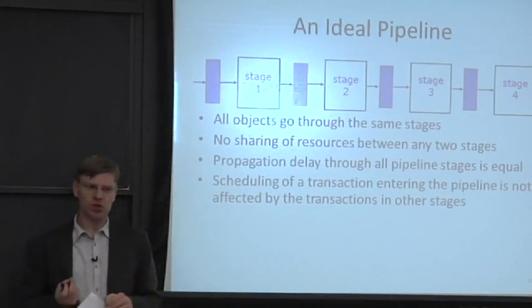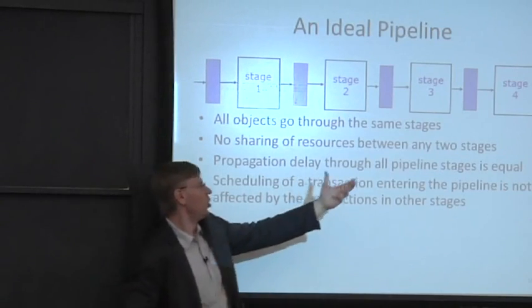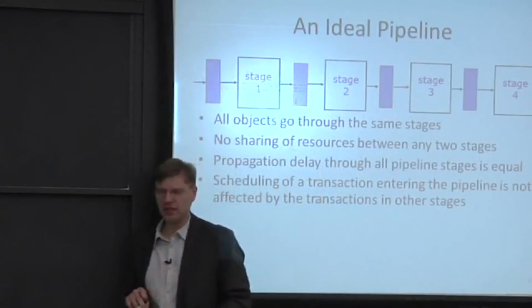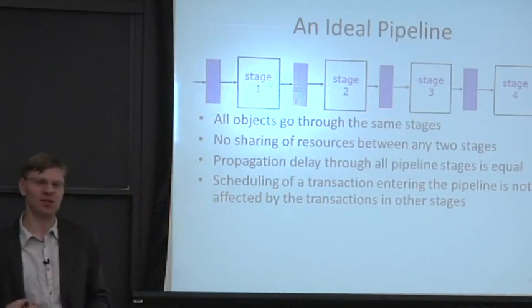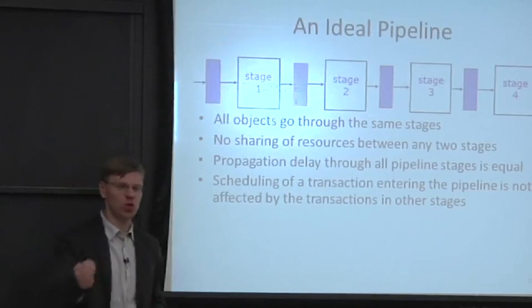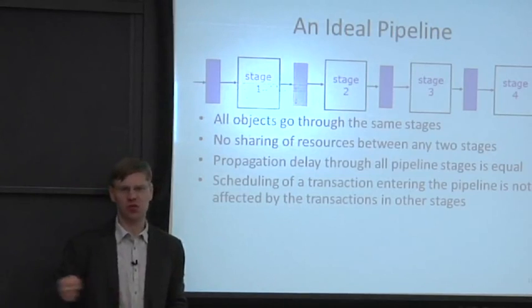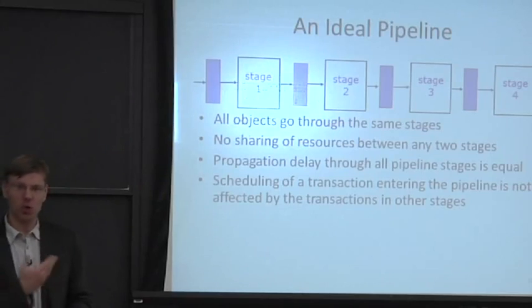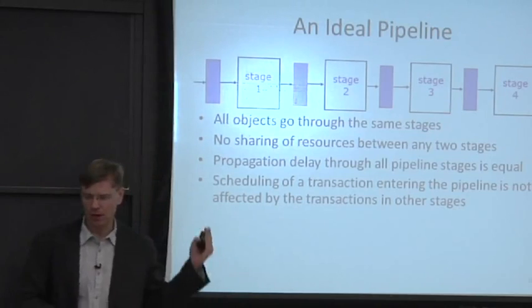You don't want any resources shared between different stages. So you don't want some resource here which is shared between stage 2 and stage 3. An example of this in a car assembly line would be one tool which 2 different assembly stages have to use. That would cause what is known as a structural hazard in processor design.